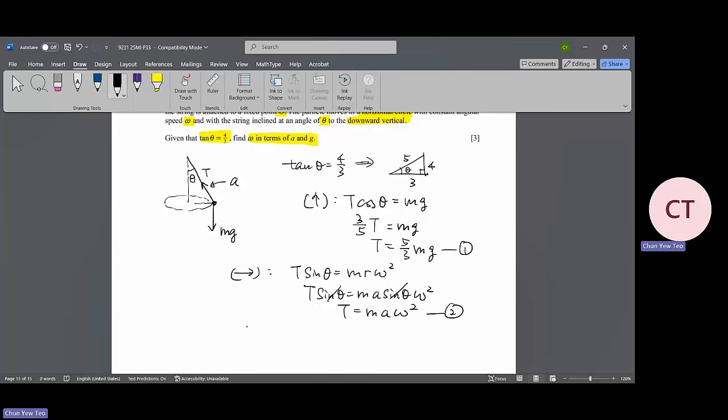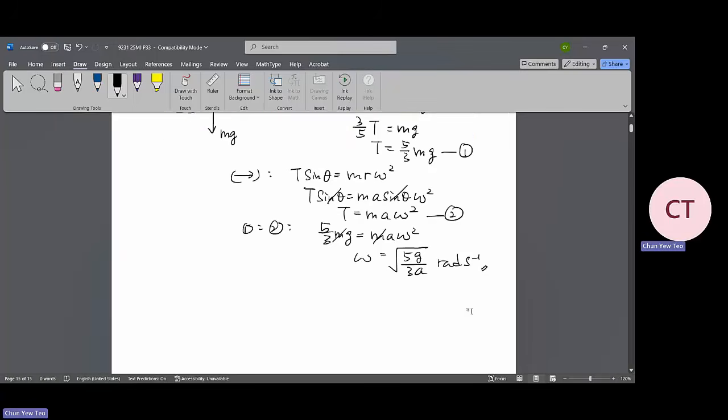Let them equal. You will have 5/3 mg equals m a omega squared. The m cancels. Therefore, your omega is equal to the square root of 5g/3a. Done. This will be the answer for question number 1.